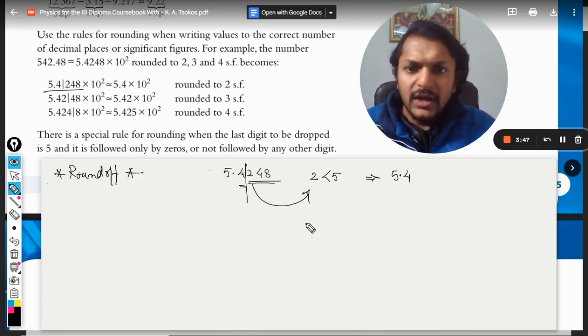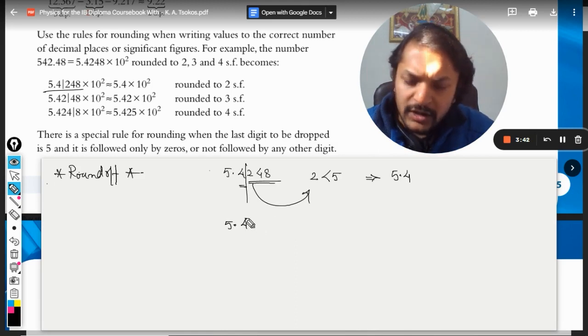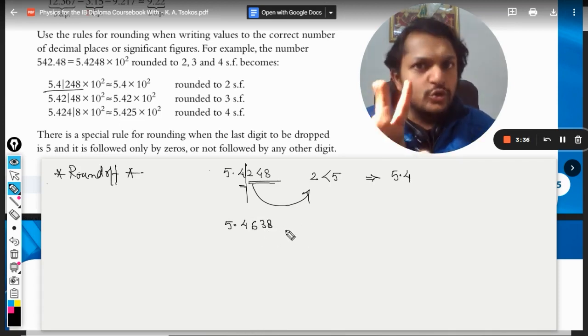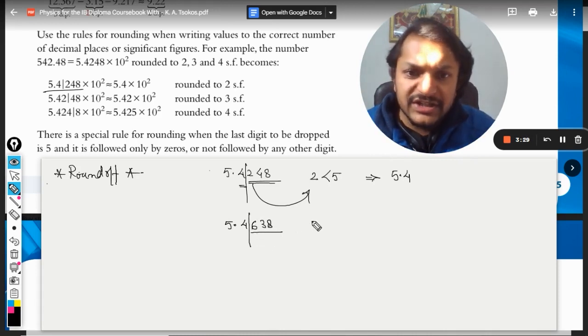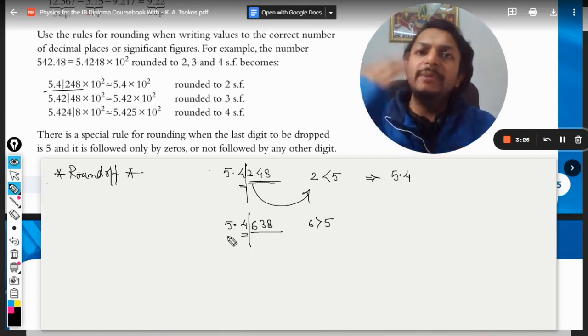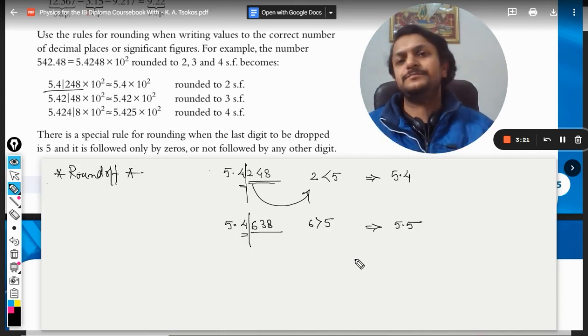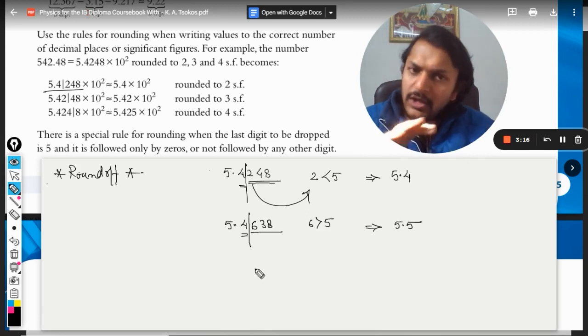Simple. Now if instead of this we had 5.4638, and now we want to reduce it to two significant figures and we want to drop 6, 3 and 8. In this case, because this digit 6 is more than 5, the preceding digit will be increased by 1, so our answer will become 5.5. Easy. 5.5.